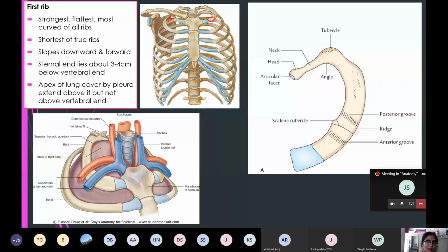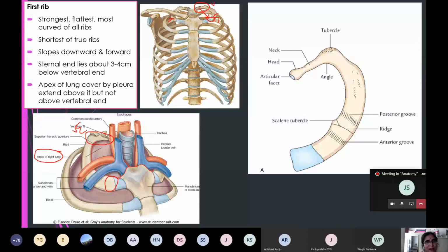This is the sternal end. In such a manner, here you can see this is the apex of the lung. The apex of the lung, covered by the pleura, lies above the sternal end but does not extend beyond the vertebral end. This is the vertebral end. Do not extend beyond the vertebral end. Okay, this is very important.